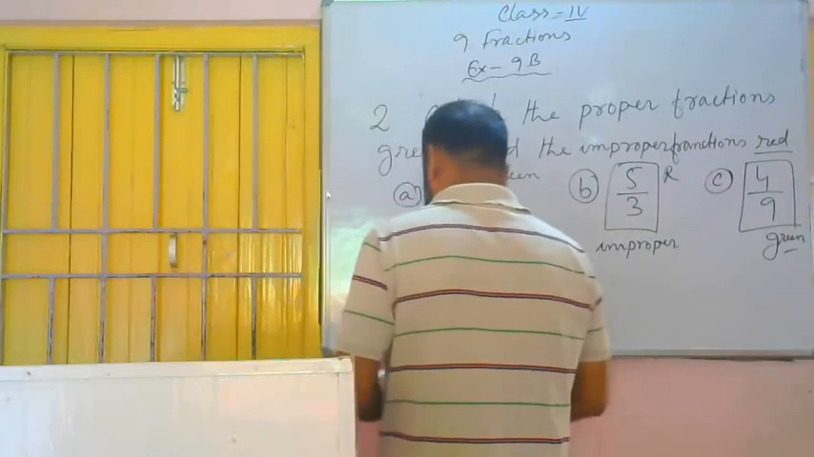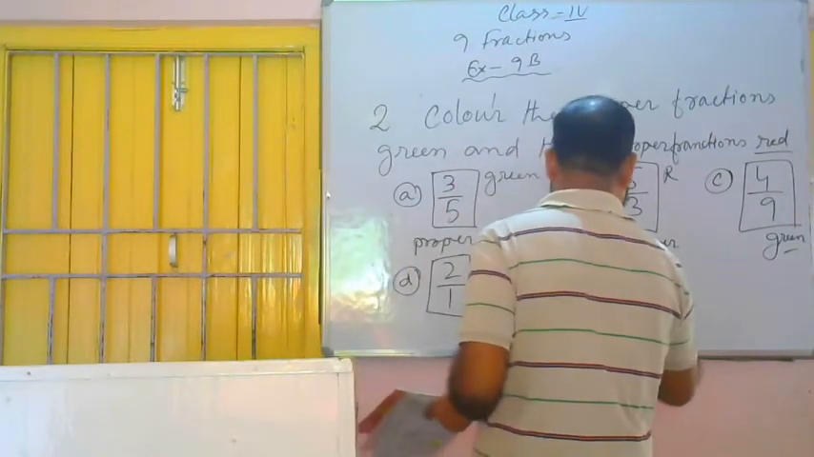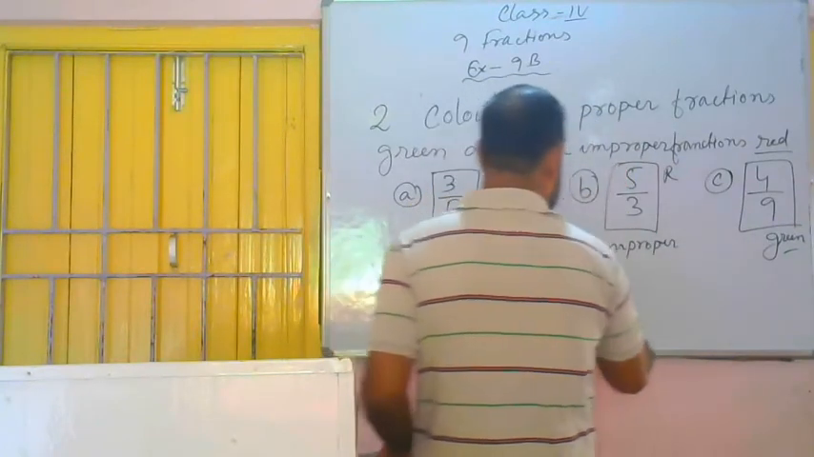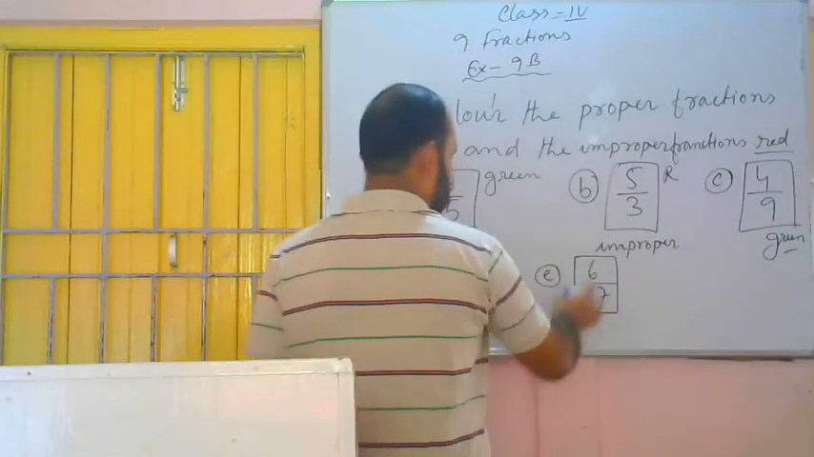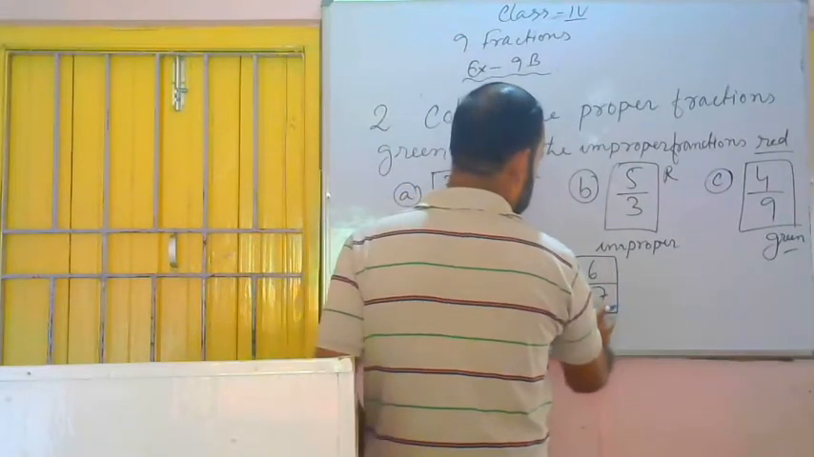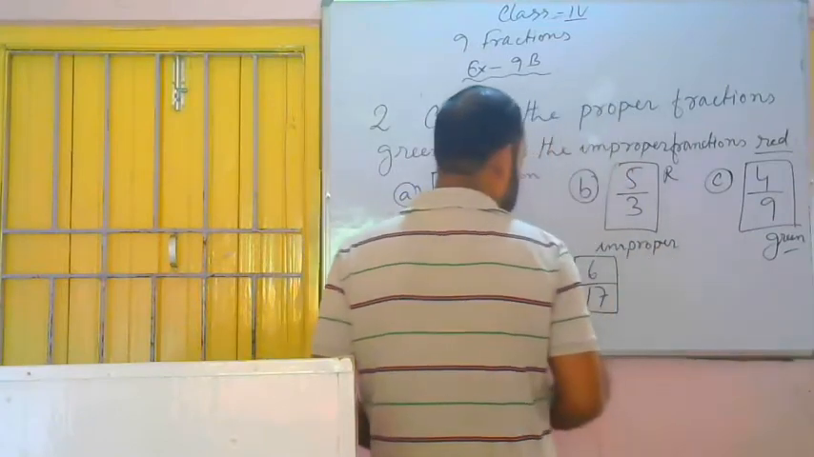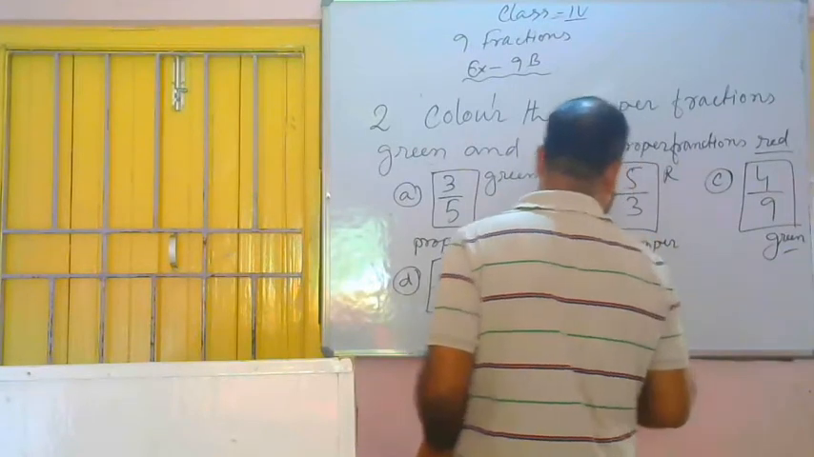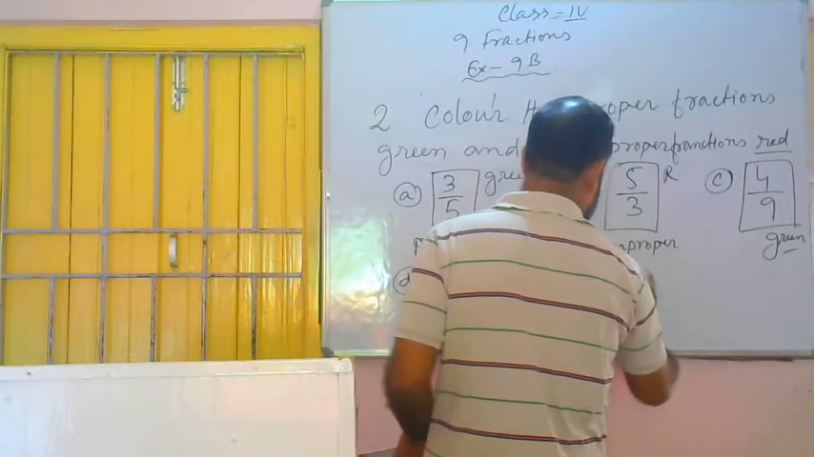Next, question number E, 6 by 17. 6 is smaller than 17, so the numerator is smaller than the denominator. So it is a proper fraction, and you have to color it green.